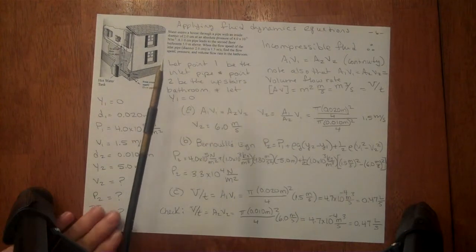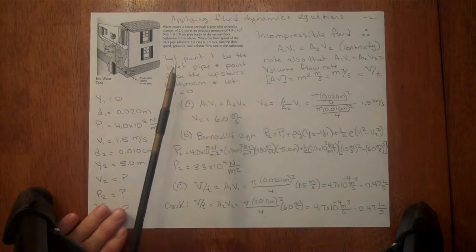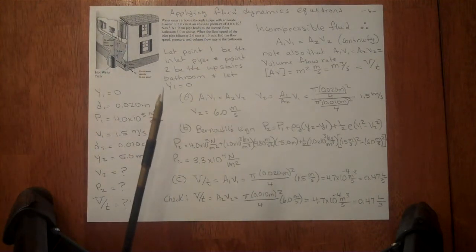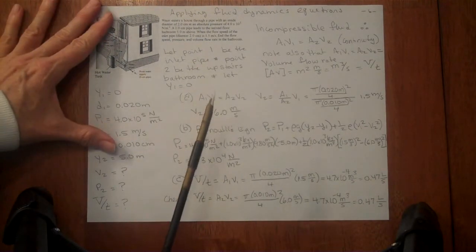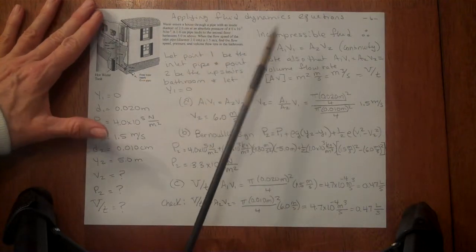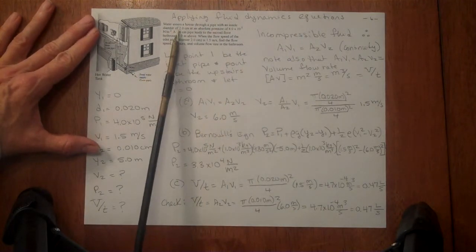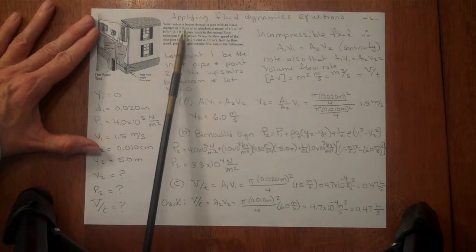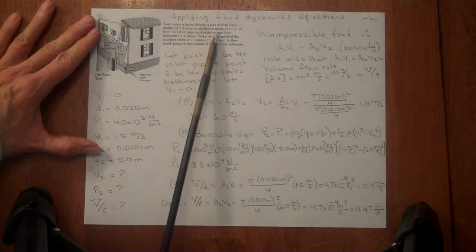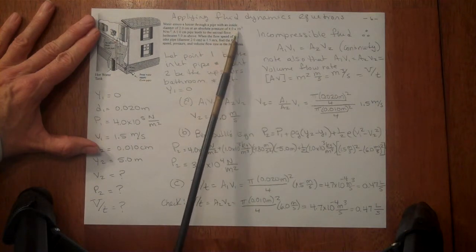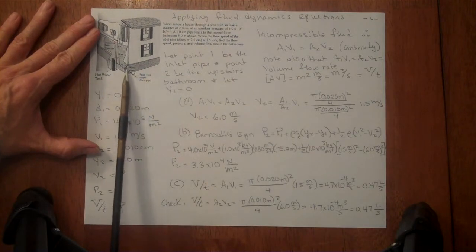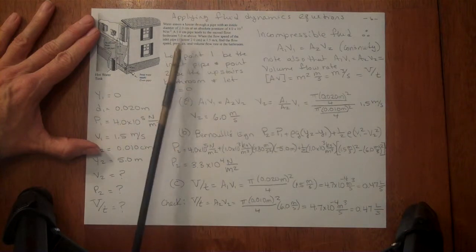I'm not sure if you can see the text on this problem, but I'm going to read it for you, and then I've defined all of the quantities off to the side here. So let's go ahead and carefully read over it. Applying fluid dynamics equations, it says water enters a house through a pipe with an inside diameter of 2 centimeters and at an absolute pressure of 4 times 10 to the 5th newtons per meter squared. Here is where it's entering the house, right here, labeled point 1.